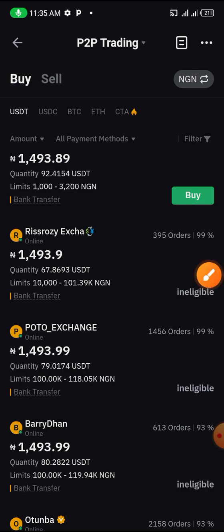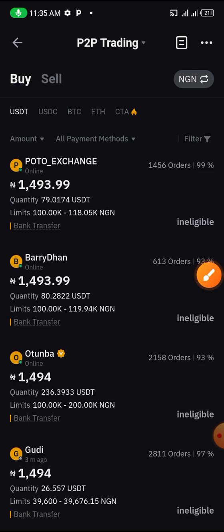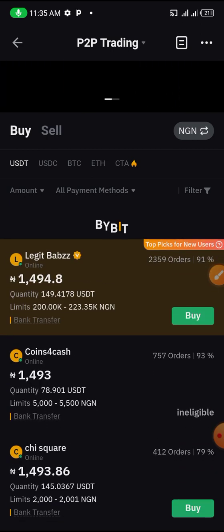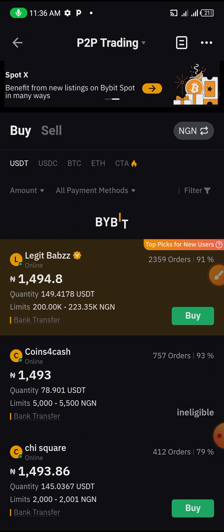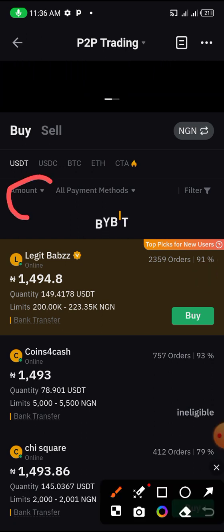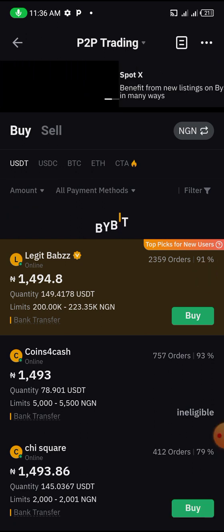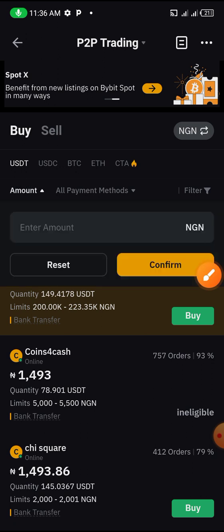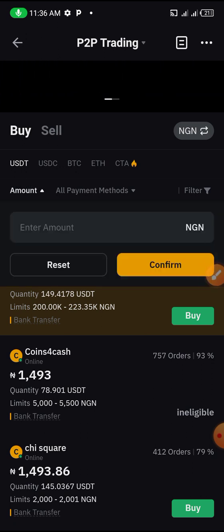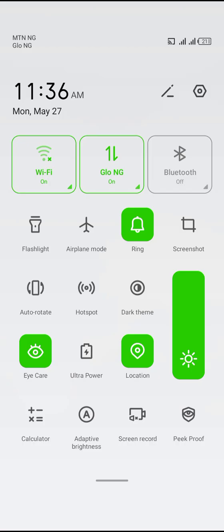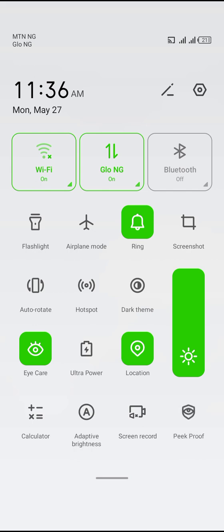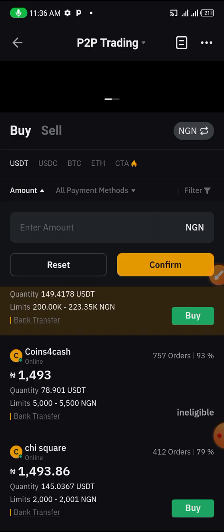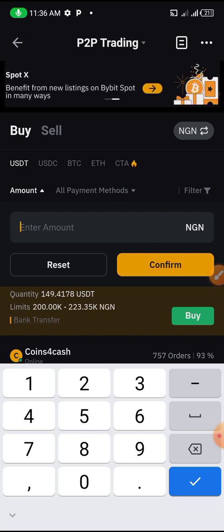But instead of you looking for the person to buy from, what you do is just click on this place where they wrote amount. You click on this amount. If you click on this amount, then you put in, okay, it's loading. Network issue. I'm really having network problem here. So, it will open. You put in the amount you want.